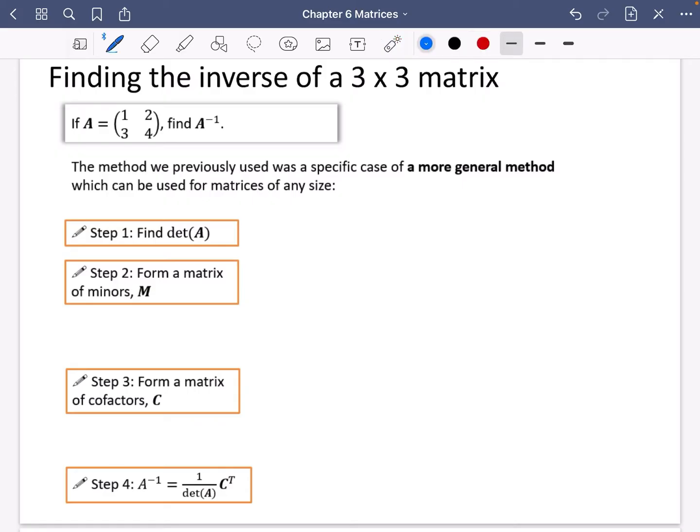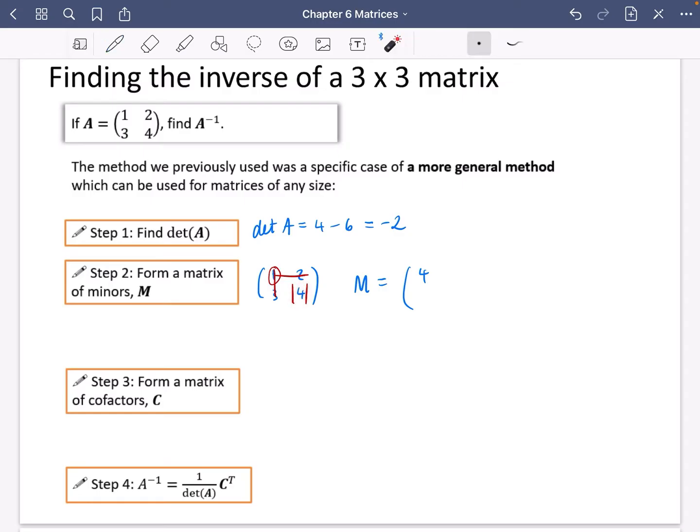The first thing that you do is find the determinant, and we're going to do it for a 2 by 2. The determinant of this matrix is just going to be 4 minus 6, and 4 minus 6 is minus 2. The next thing is to form a matrix of minors. Remember, if you wanted to find the minor of 1, you would cross through its row and column and find the determinant of what's left. So the minor of 1 is just going to be 4, because the determinant of the element left over is just 4.